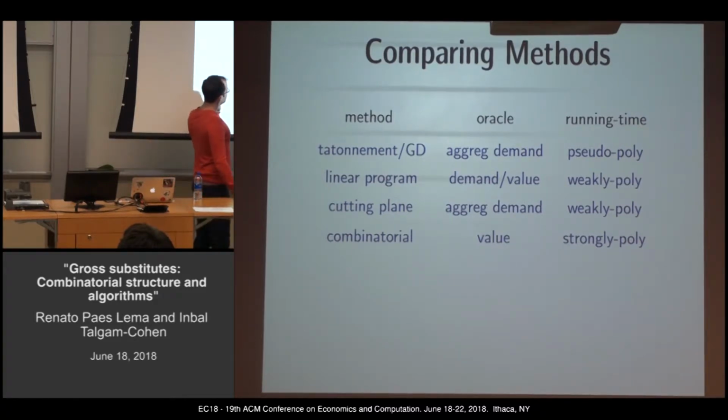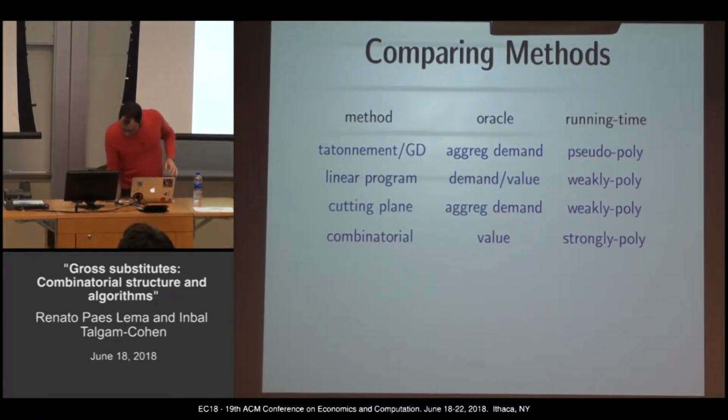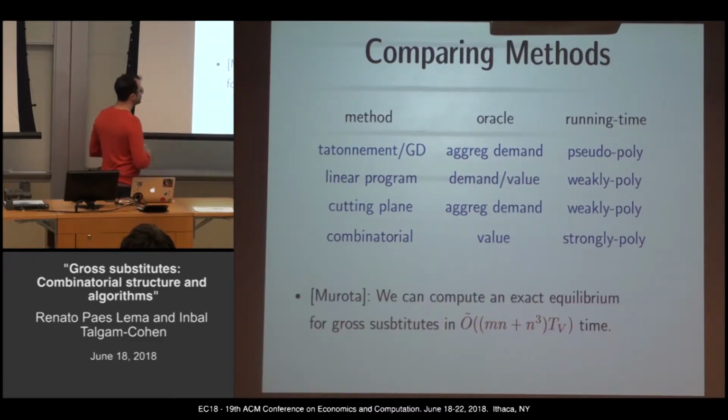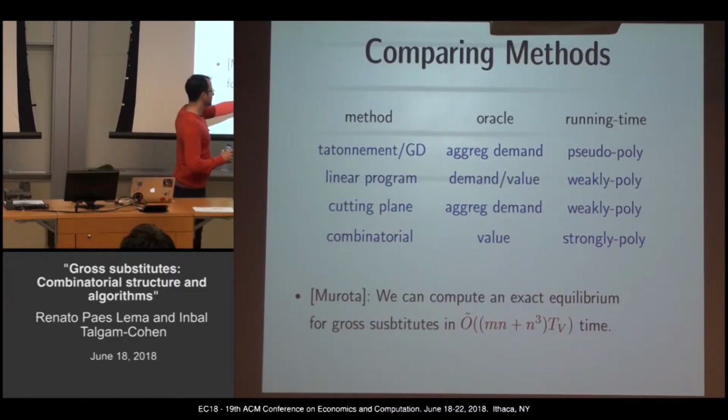And what I will do next is spend the rest of my time, I do have half an hour actually, so less than that, probably the next 15 minutes or so, describing combinatorial algorithms. I'll give some strongly polynomial time algorithms for this problem, and that's the work of Murota. I'll show how to compute, for gross substitutes, an exact equilibrium in that much time, mn plus n cubed, where m is the number of buyers, n is the number of items, and the time includes value oracle calls.